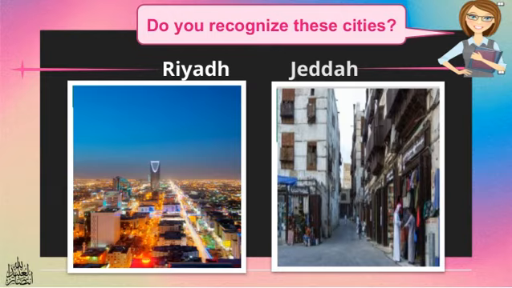Do you recognize them? These cities are two of the most important urban centers in Saudi Arabia. Jeddah, located on the Red Sea coast, is known as the gateway for pilgrims heading to Mecca and has a vibrant, cosmopolitan vibe. Riyadh, on the other hand, is the capital and the political and economic heart of the country, with a rapidly growing skyline and a focus on modernization.